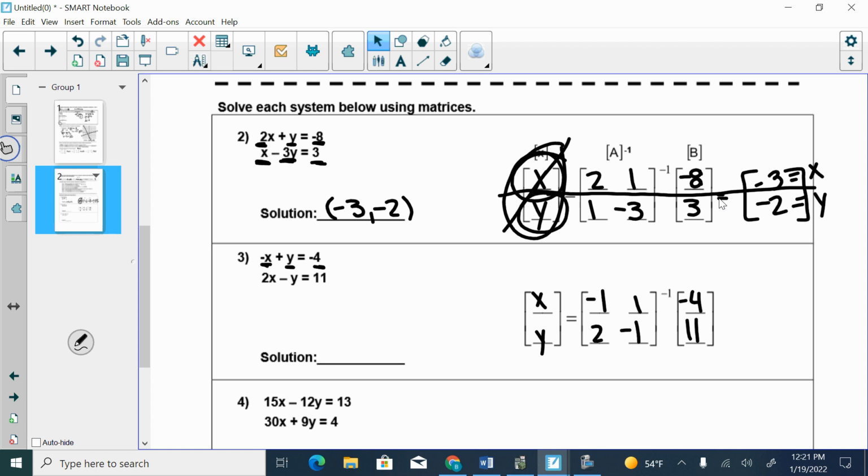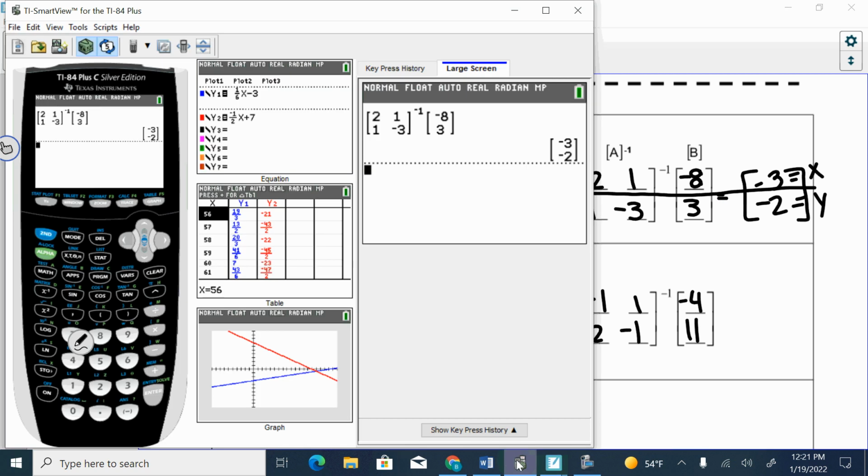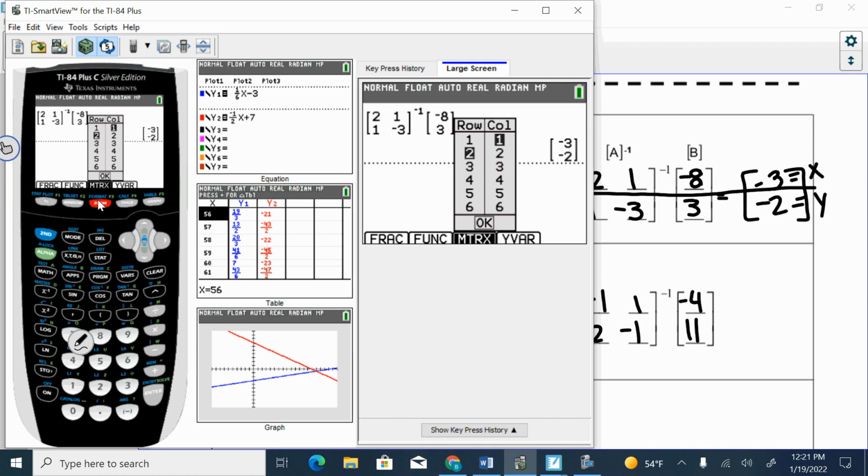Equals 11. Very good. All right, now I just want to type that in my calculator. Okay, so again, let's go over those steps. So we press alpha F3. Okay, in the first matrix, what's its size? How many rows by how many columns? 2 by 2. Good. So make sure that yours says that it's a 2 by 2.